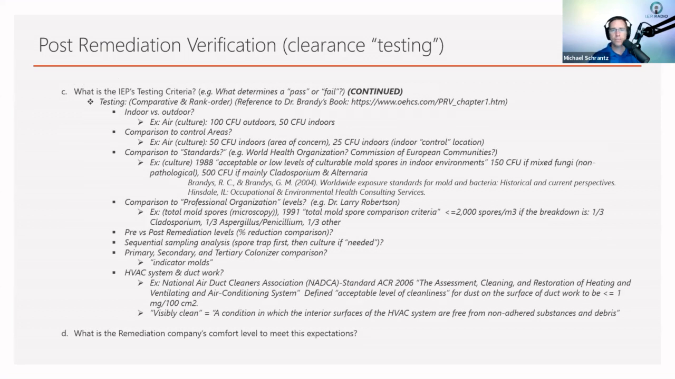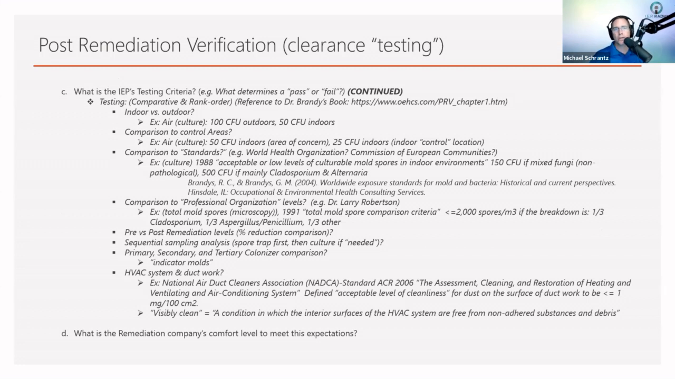Okay, so obviously we're getting into the weeds a little bit, and a couple of you may have already had to press the pause button. That's okay. There's a lot of information here. It took me a couple of weeks just to put what you're seeing on your screen right now down and just kind of formulate my thoughts. Right now, we're going to talk about the IEP's testing criteria. I'm going to give you a few examples of what I mean.